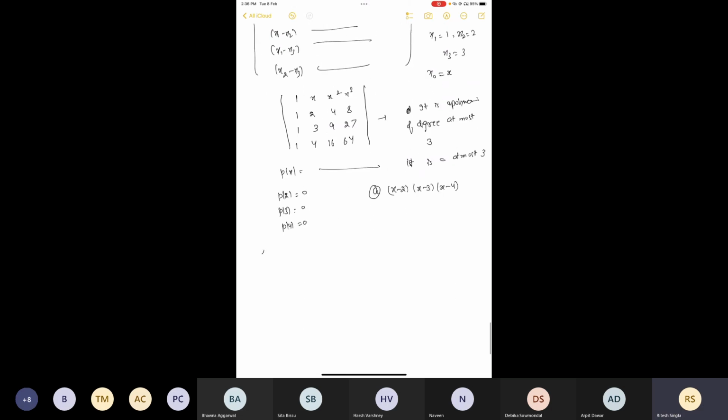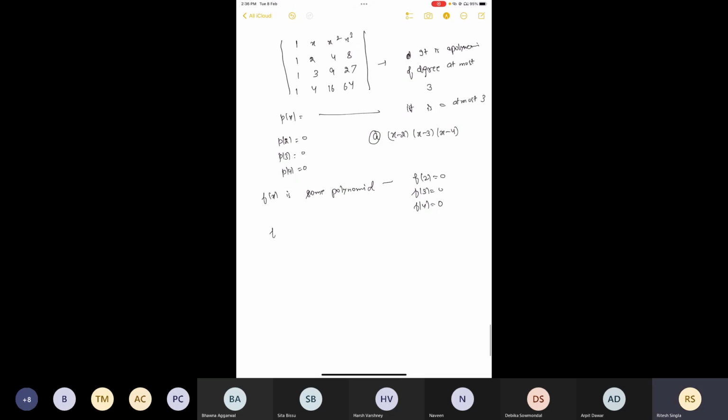If I say f(x) is some polynomial and I do not specify the degree, but I say f(2) is 0, f(3) is 0, f(4) is 0, right? So what do we write? f(x) is equal to (x minus 2)(x minus 3)(x minus 4) into some g(x), right?